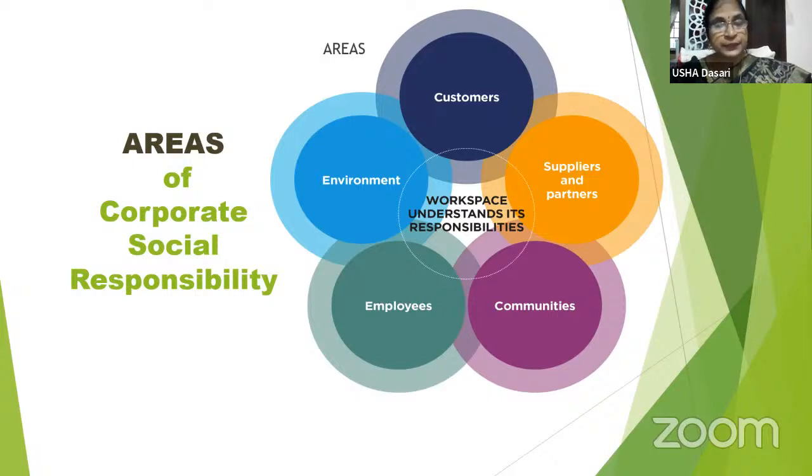The next one is protection of the environment and the communities. The people outside, the environment, we have to protect, and the communities also we have to protect. So these are called the components or the areas of corporate social responsibility.